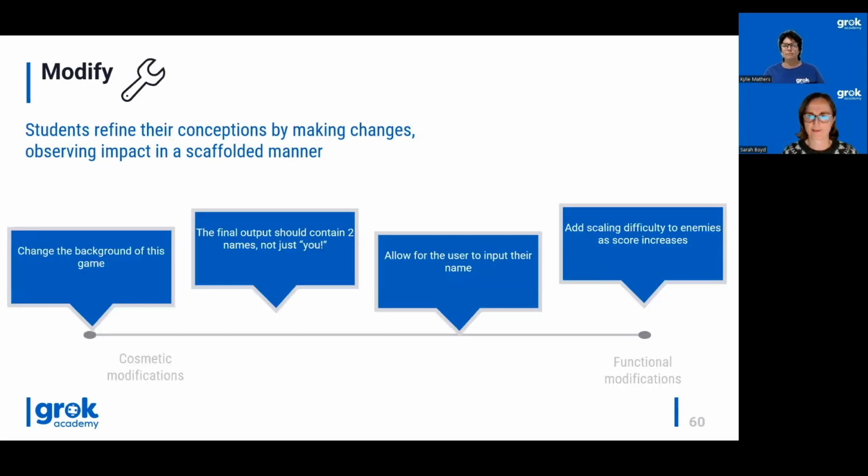Now, once they have corrected their misconceptions and done a predict and a run, they can actually modify things. If you're teaching them micro:bit, you might get them to display a different shape on the screen, or change the background of a game in Scratch.